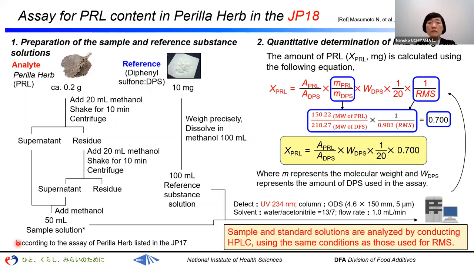This slide shows the assay of the PRL contents in perilla herb in the new JP18 edition. First, prepare the sample perilla herb and the reference substance diphenyl sulfone solution. Next, analyze the sample and reference sample solution by conducting HPLC using the same conditions as those used for RMS. Then the amount of PRL is calculated using the following equation.